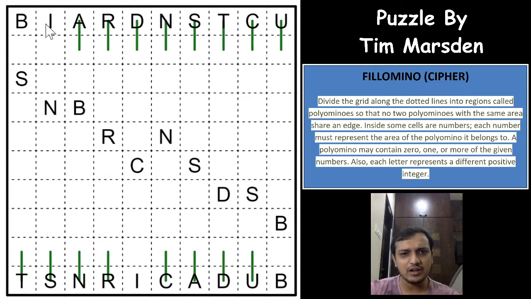So when you have 10 alphabets and each alphabet represents one different positive integer, then the minimum number of cells used by these 10 alphabets would be 55, not less than 55. You cannot possibly use less than 55 cells for 10 different alphabets, right? Because 1 plus 2 plus 3 till 10 would be 55, and the minimum value we are starting with is 1.